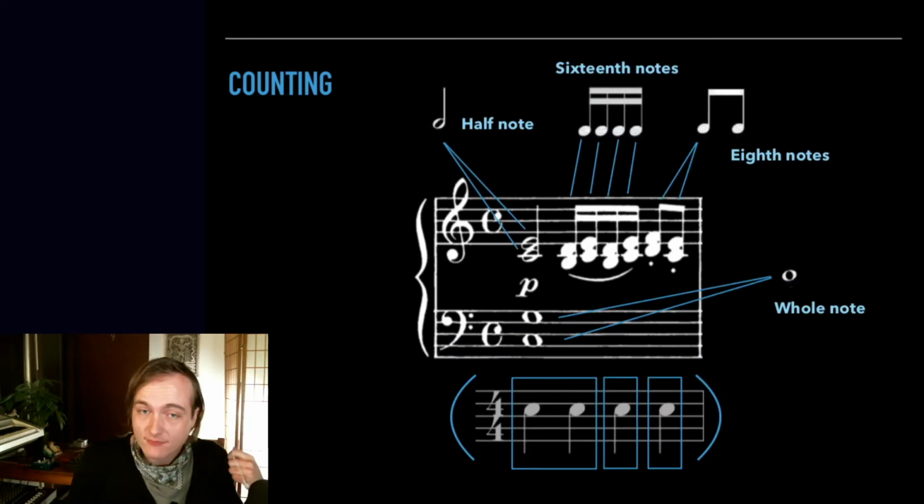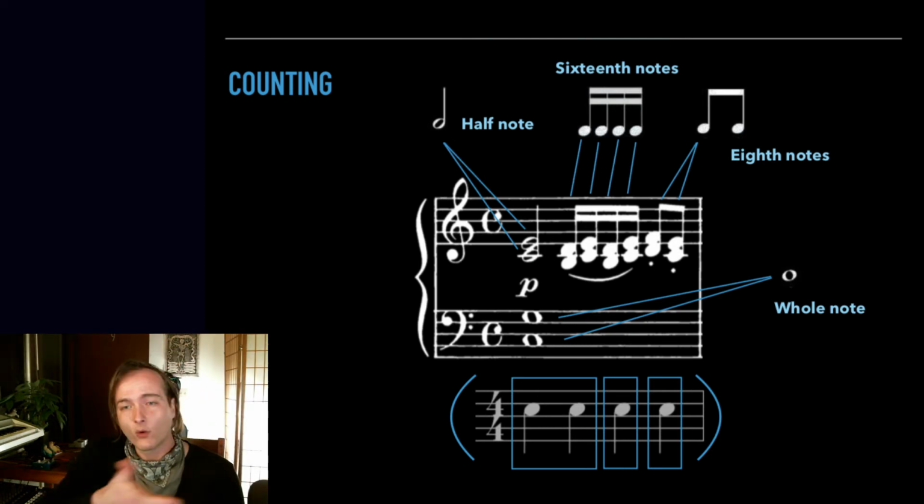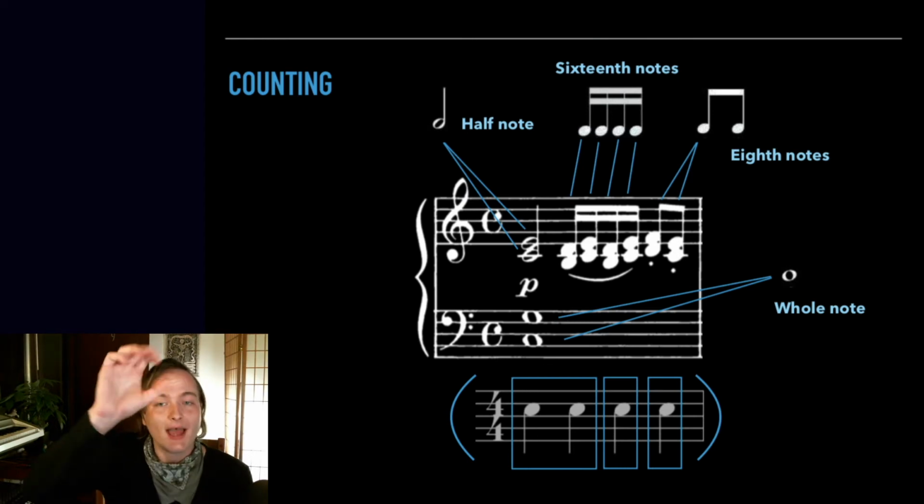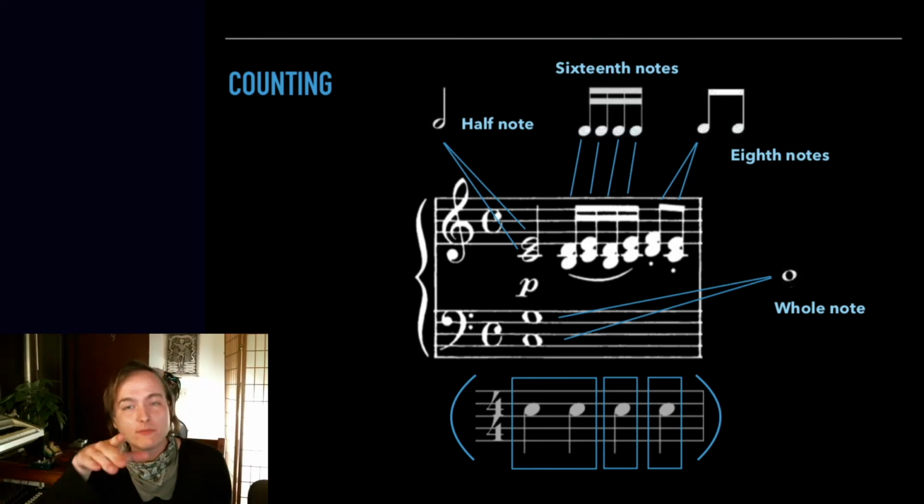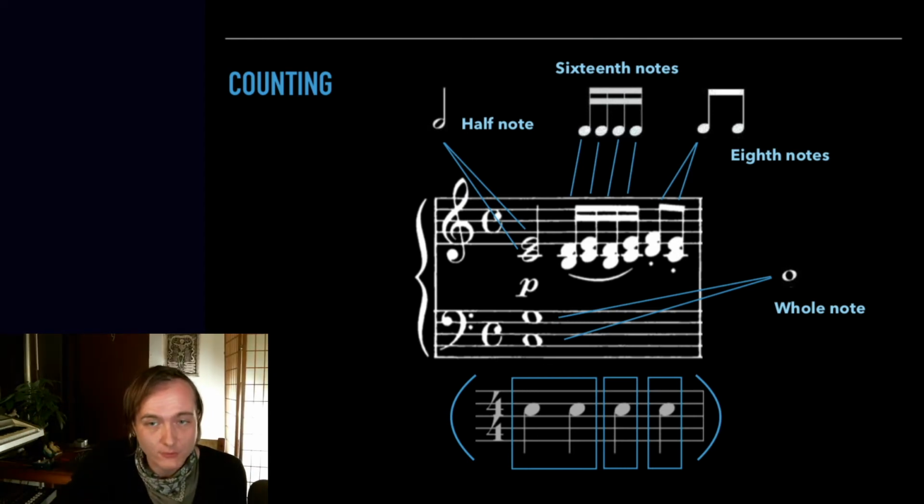Okay, so now that we have a sense of how all of these parts fit together to make the whole measure, the whole note lasting the whole time at the bottom, the half note lasting half as long, and then moving into the 16th notes, which take up that 3rd quarter note, and then the 2 eighth notes, which take up that 4th quarter note.